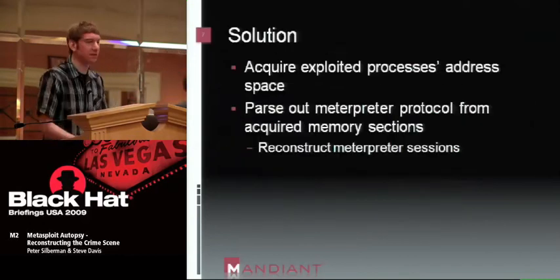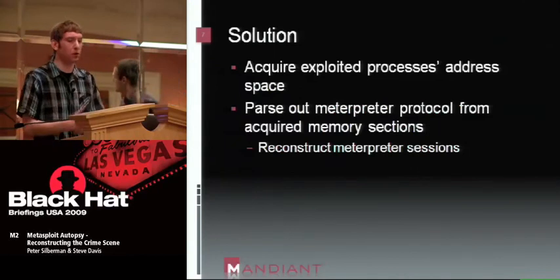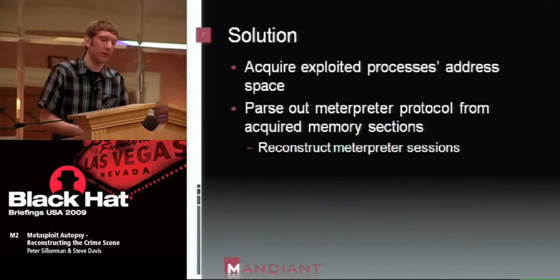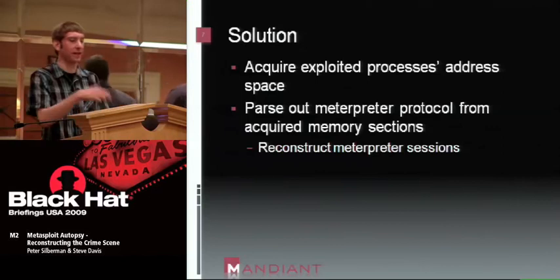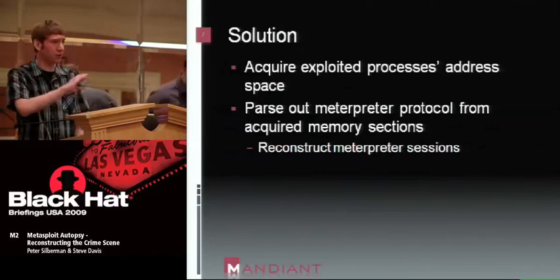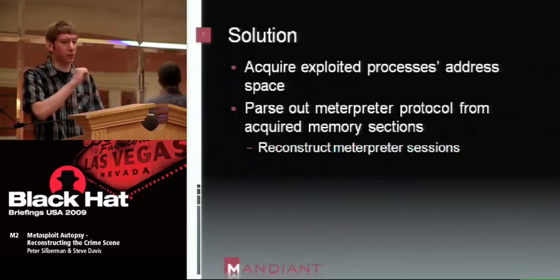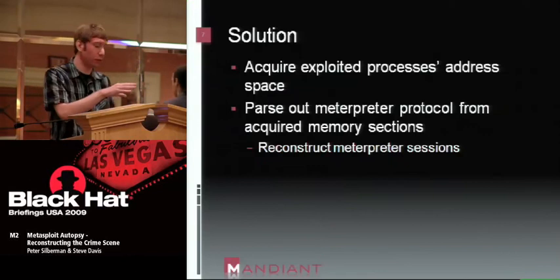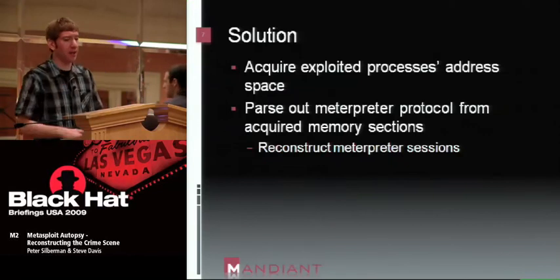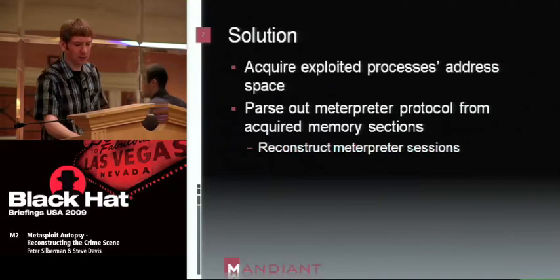And the solution to that is basically acquire the exploited process's address space. And what we can do is parse out the Meterpreter protocol from acquired memory sections. So we're going to get into that in a little bit. Peter's going to give you a nice segue into memory acquisition and memory forensics. But what we're going to actually do is reconstruct that entire session that happened in memory. And we're going to use that by collecting these things called virtual address descriptors, which Peter's going to elaborate on in just a minute.